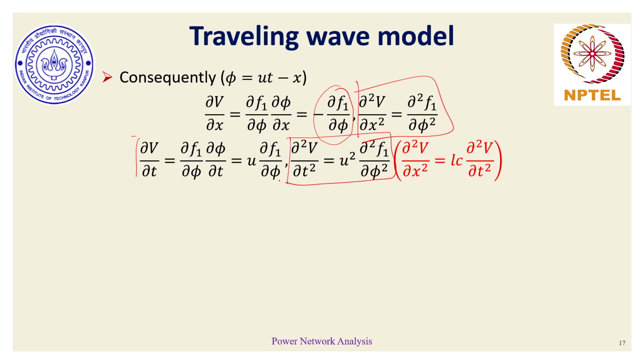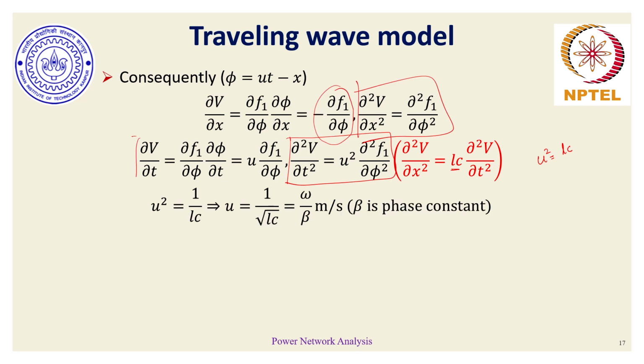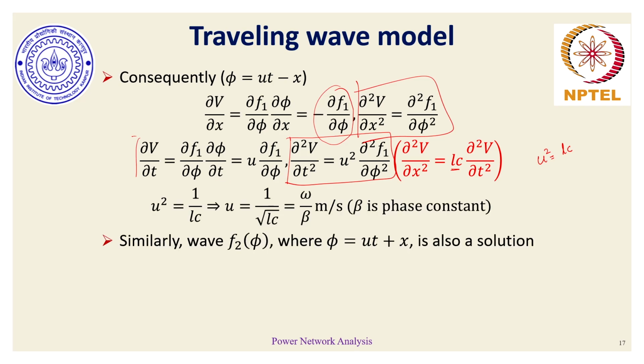Now if I compare these two equations, what do I get? Del square v by del x squared is LC times del square v by del t square. That means u square should be equal to LC. Similar to the propagation constant that we had in terms of z and y, now we are getting a u constant. This u is called the electromagnetic wave speed constant, or travelling wave constant, and its unit is usually meters per second, where beta is the actual phase constant. Remember, beta was omega root over of LC.